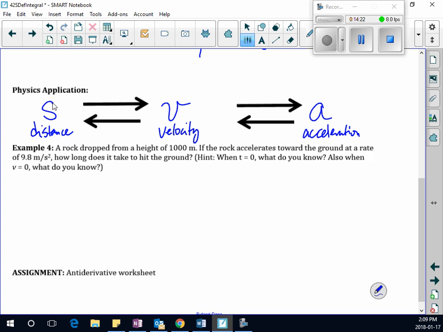All right, let's figure this out. So what are they giving you when they gave you that a rock is dropped from a height of 1,000? Very good. So when V equals 0, S equals 1,000? That's what they're telling you there. Does that make sense to you? Okay. What are they giving you when they gave you 9.8 meters per second squared?